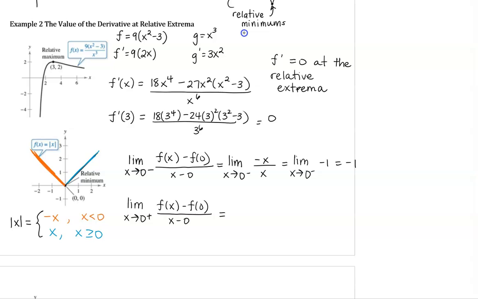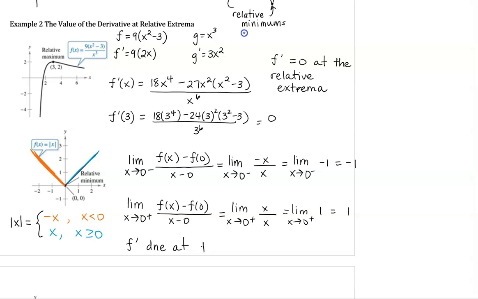However, as we approach 0 from the right, we are now on the line positive x. So I'm going to be replacing f of x with just x. So we are left with the limit as x approaches 0 from the right of x over x, which is simply the limit as x approaches 0 from the right of 1, which is equal to 1. And these two are not equal. And these two not being equal implies that the derivative does not exist at x equals 0.